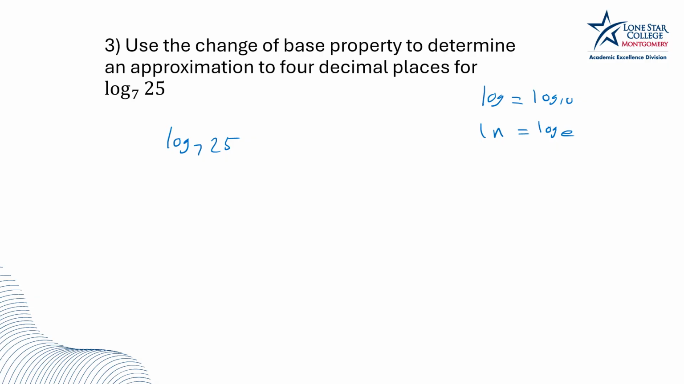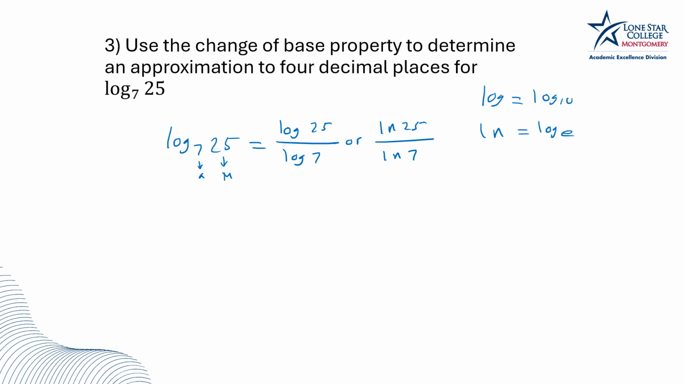So what we can do is we know that this is going to be our base a, and this is our m. So using the change of base property, we can actually rewrite this as log of the m divided by log of our base, or we can use ln as well. ln of 25 divided by ln of 7. So either method should give us the correct answer.